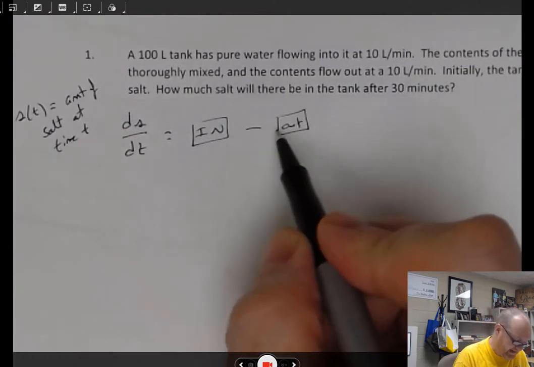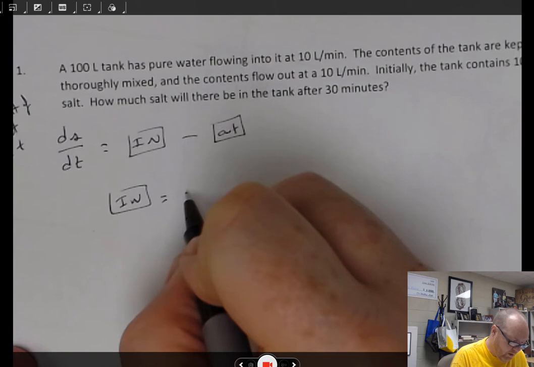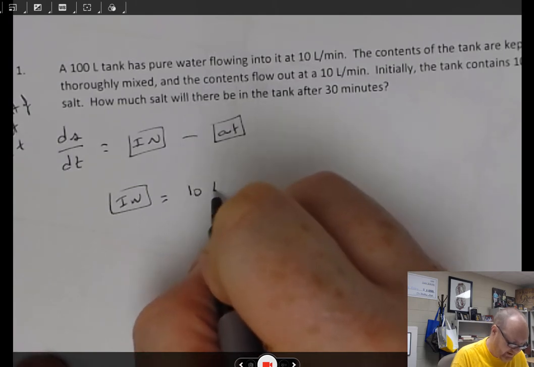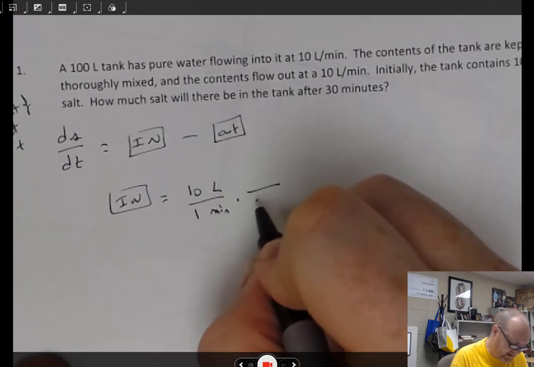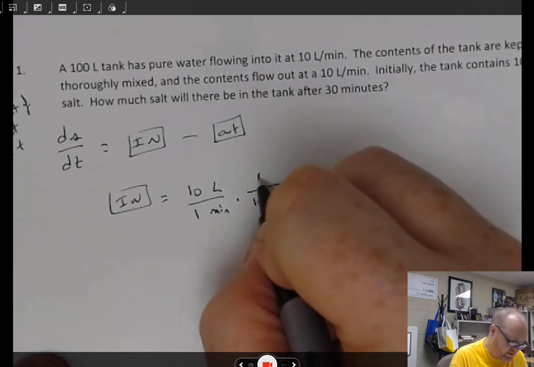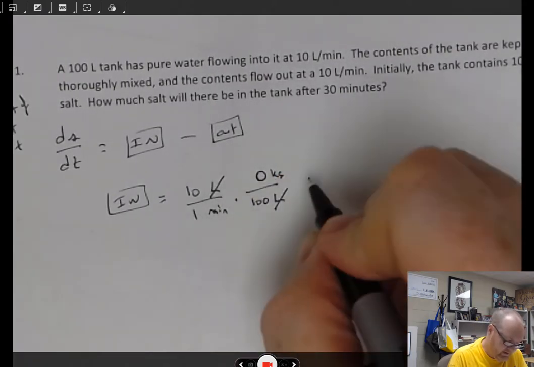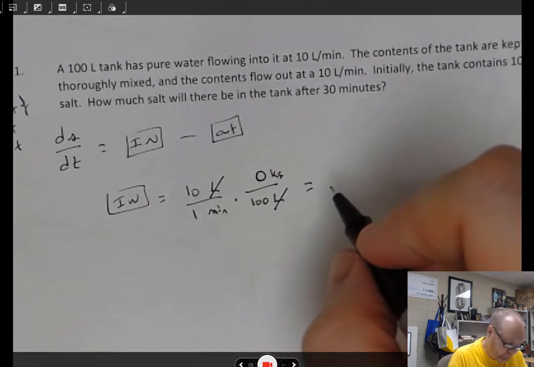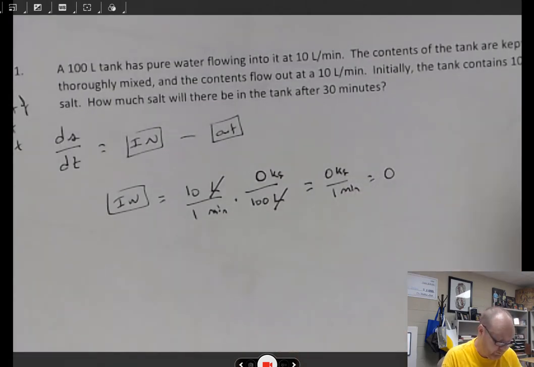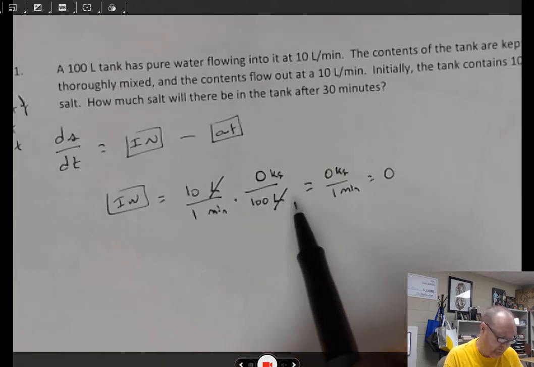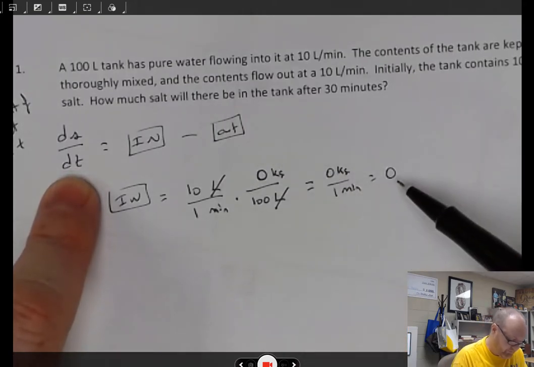And again, I want to set up both the in and the out. So let's do that. The salt going in. Water is flowing in at a rate of 10 liters per minute. And there is a 100-liter tank, but there's no salt coming in. So 0 kilograms of salt. So my in rate is 0 kilograms per 1 minute, which essentially is 0. But what I want you to see is that my liters went away, and so I'm left with appropriate units for dS/dt, kilograms per unit of time, kilograms per minute. That happens to be 0.